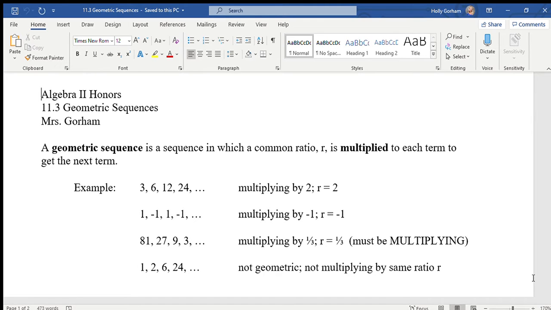The trick on this third one is you may think, well, I'm dividing by 3. You are dividing by 3, but that's the same as multiplying by a third. So your r is 1/3 because it has to be what you're multiplying by. The fourth one is simply not geometric because you're not multiplying by the same thing every time. So there's not one specific r value.